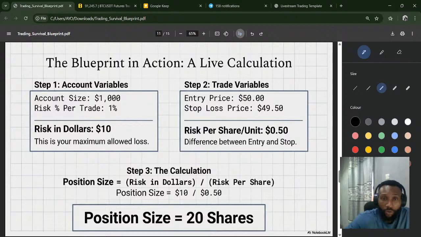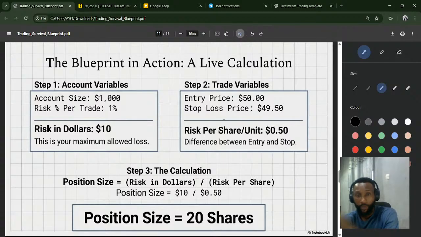All right. Step two, trade values. You decided on an entry price. For instance, the entry price of whatever asset you're trying to trade is $50. Then your stop loss price is $49.50. So you must have already targeted your stop loss. Always find your stop loss.